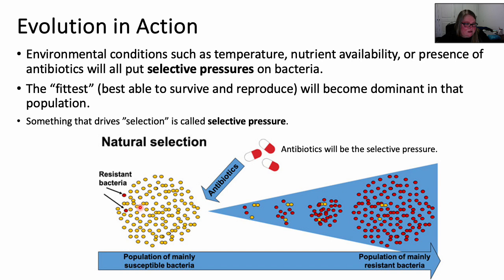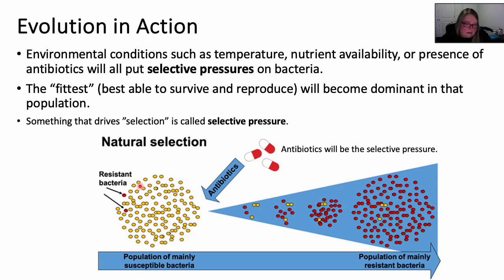Okay, so we have this population of bacteria. Most of them are these yellow guys. They are the non-resistant, so they don't have any antibiotic resistant genes. While these little red guys here, they're the ones with the antibiotic resistance. So they get into a host, they cause an infection.